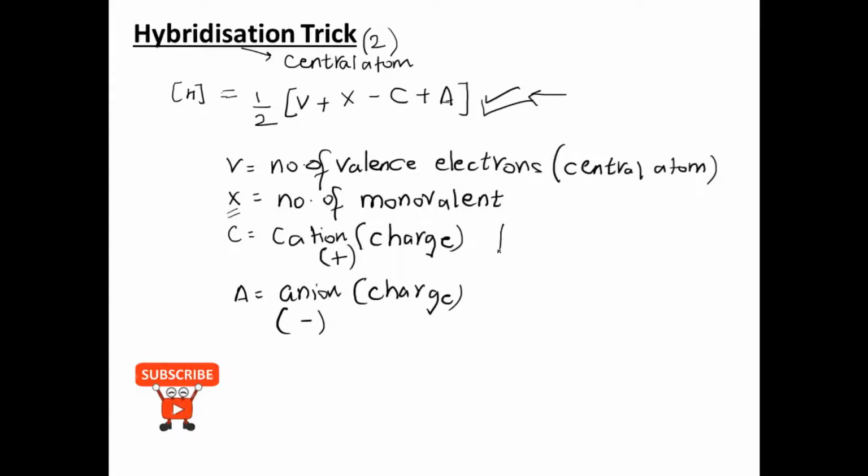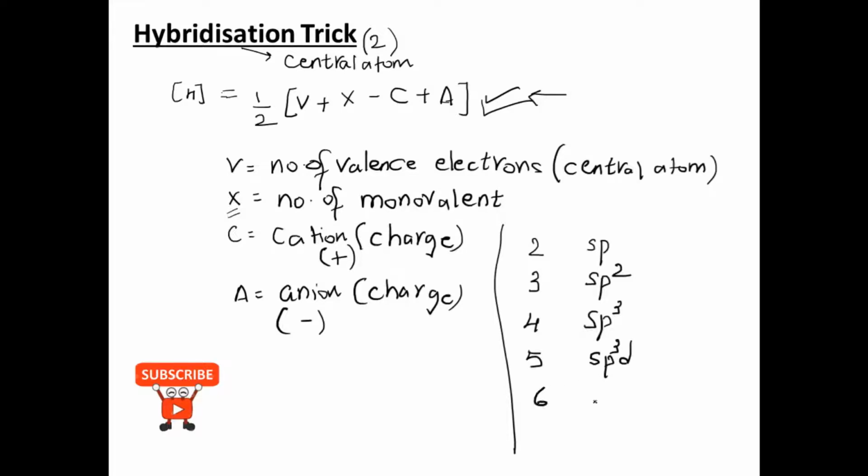If the hybridization number is 2, the hybridization is sp. If the hybridization number comes out to be 3, then the hybridization is sp2. If the number is 4, then the hybridization is sp3. If it comes out to be 5, it is sp3d. If the hybridization number comes out to be 6, it is sp3d2, and in some books we write it as d2sp3. Hybridization number 7 is sp3d3. So basically you have to remember this.